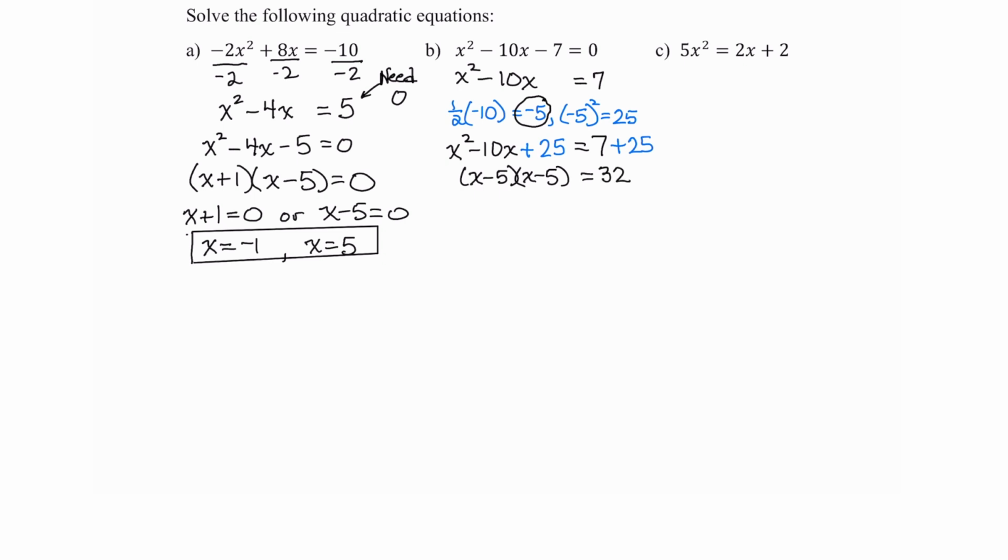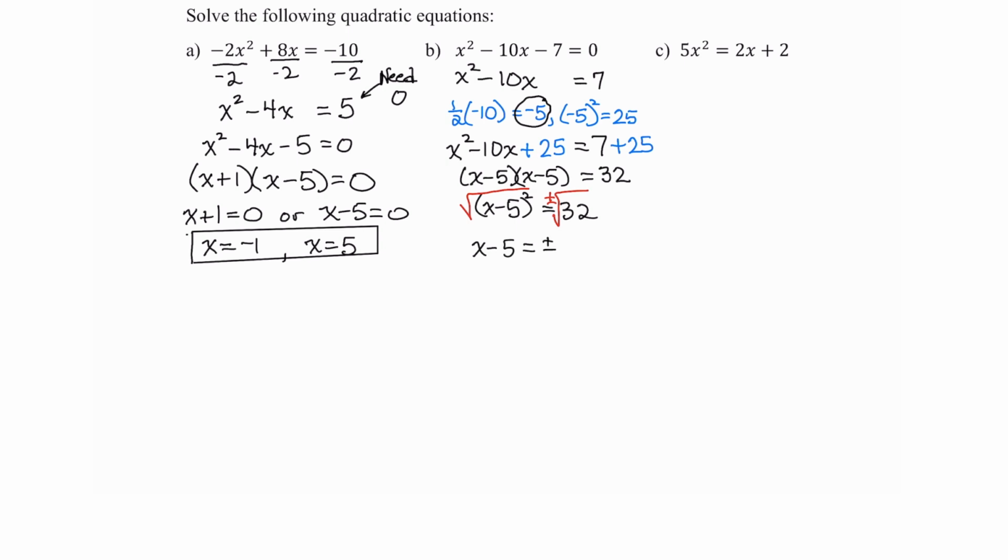And then since these are identical factors, we can write this as (x − 5) quantity squared is equal to 32. Now we will use the square root property, and we're going to take the square root of both sides, remembering the plus or minus. And the square root of a quantity squared is that quantity.